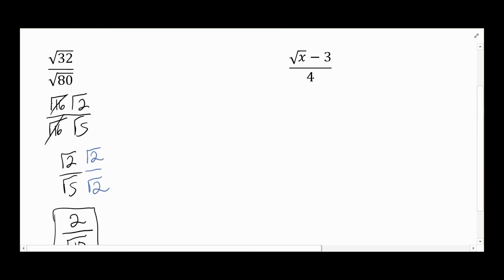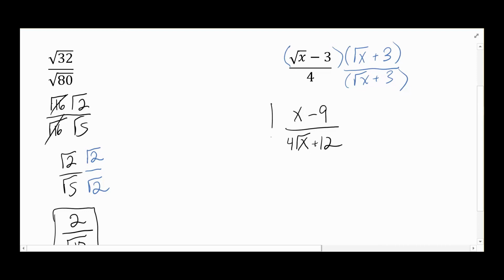Now, for our other example that had two terms in the numerator, like we did with denominators, in order to rationalize this, we're going to multiply by the conjugate. So we're going to multiply by root x plus 3 in the top and the bottom. Up top, that's a difference of squares. We're going to have root x squared is x, minus 3 squared is 9 in the top. And in the bottom, we're just going to distribute that 4 across.